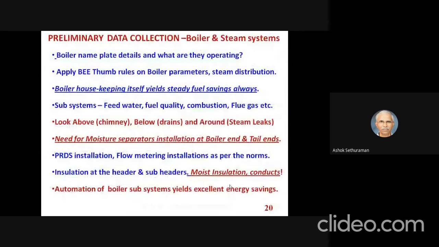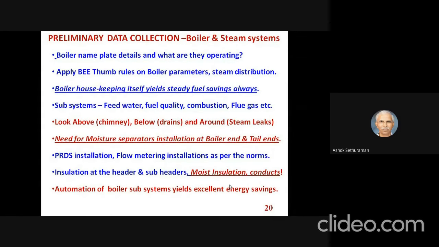I'm just covering all the parts of utility as an aerial view only. Boilers and steam: the boiler nameplate and where they are operating. The boiler is rated for 10 bar, and you will be operating the iron machines, or many of the process machines, at 2 bar. So what is the highest operation at the boiler house and the lowest operation at the process house? This is important for the boiler.